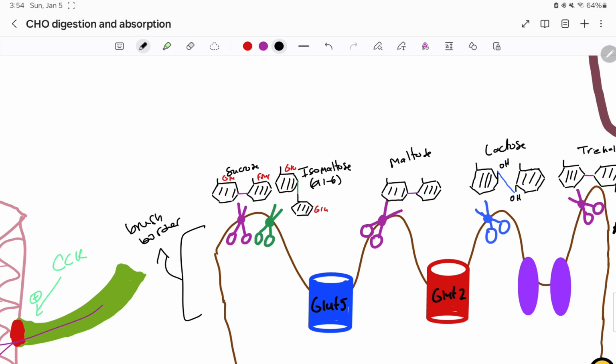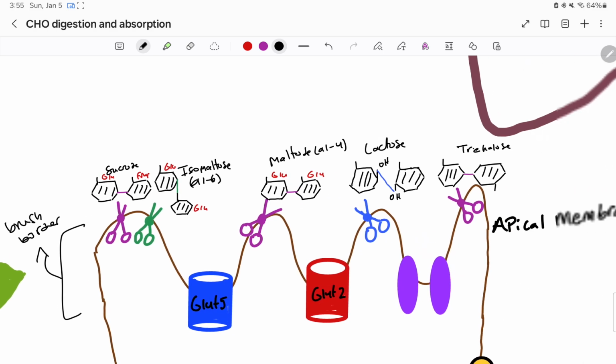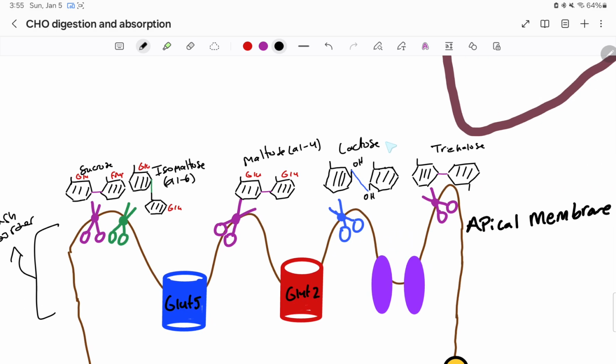Okay, maltose. Maltose, if you remember, I said is just going to be a glucose and glucose, but this one just has alpha 1,4. Okay, so it's a linear molecule. Now, lactose. Lactose has a special bond that we talked about at the start of the video, and that's called beta, right? So beta 1,4.